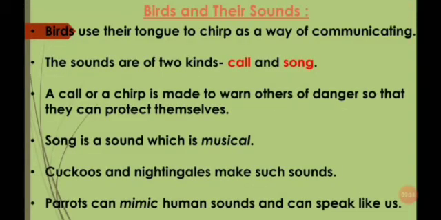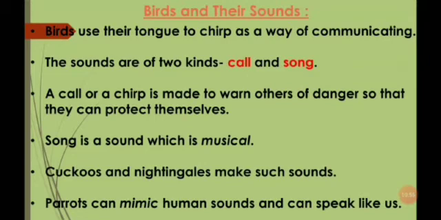Now birds and their sounds. Birds make chirping sounds by using their tongue as a way of communication. Their sounds can be of two types, call and song. When birds feel any danger, they call or chirp to warn others so that they can protect themselves. While a song is a sound which is musical, means it is very pleasant. Such sounds are made by cuckoos and nightingales.